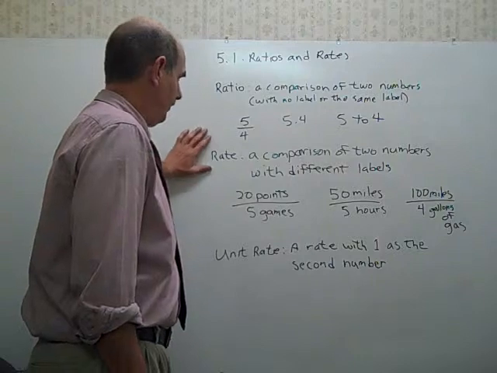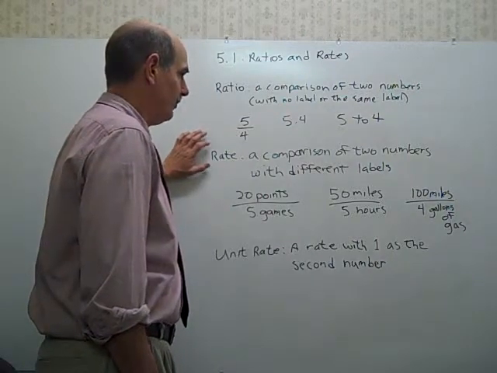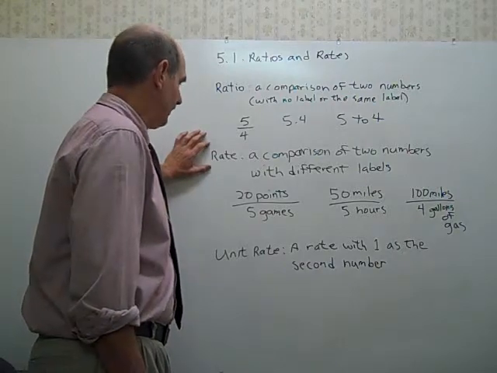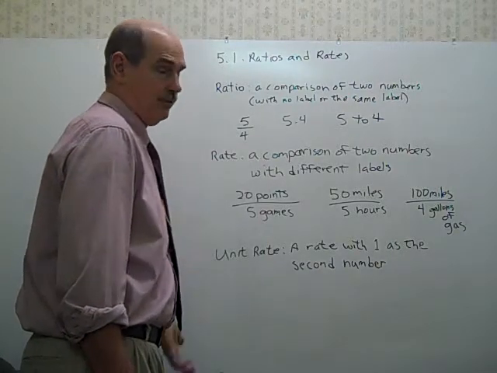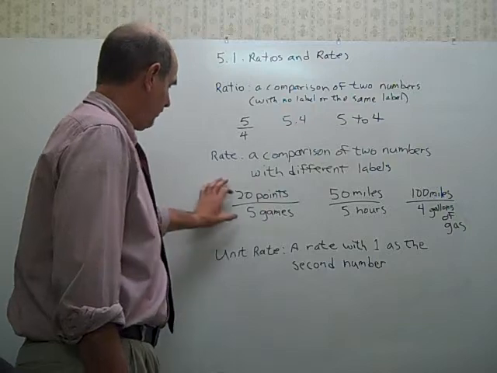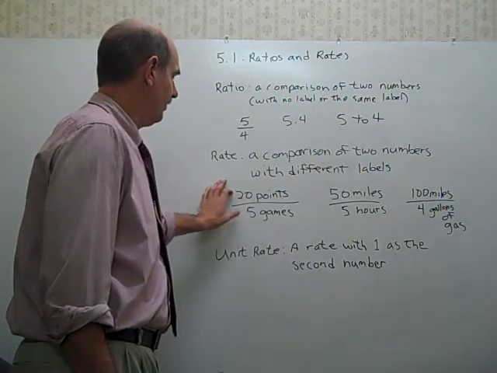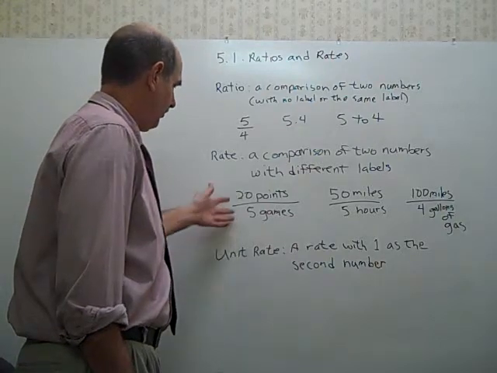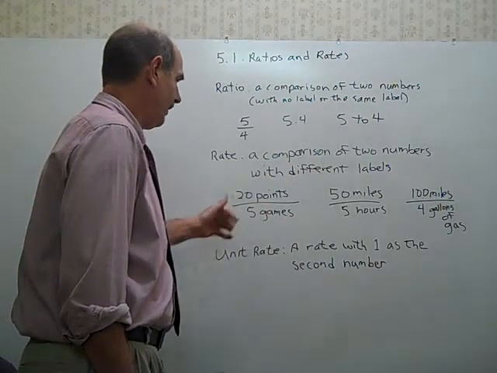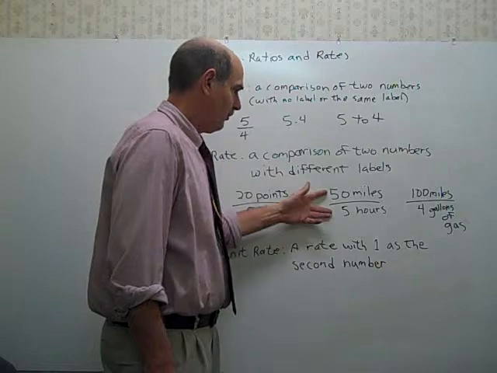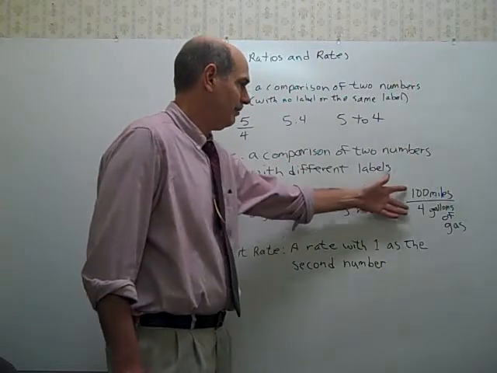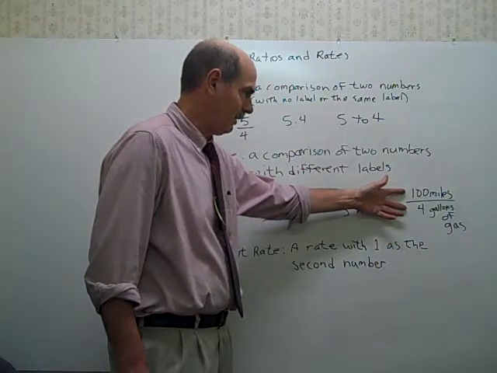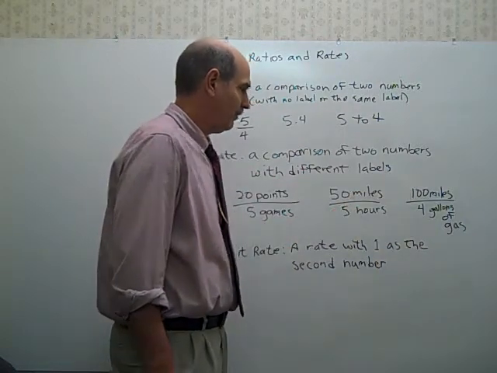If you're comparing two numbers and they have different labels, and this may seem technical because it is, that's technically considered a rate. It behaves just like a ratio. It's a comparison of two numbers, but those numbers have different labels. So 20 points in 5 games is a rate of 20 points per 5 games. 50 miles for every 5 hours. Or you can travel 100 miles on 4 gallons of gasoline. Your rate would be 100 compared to 4.